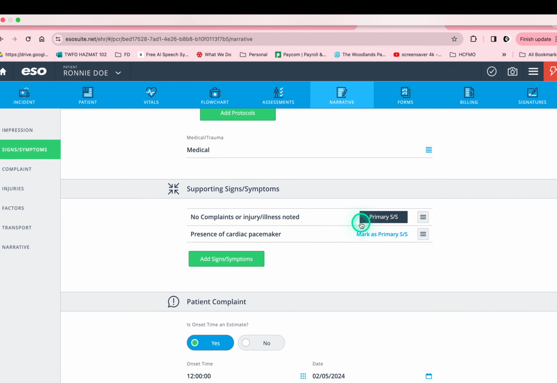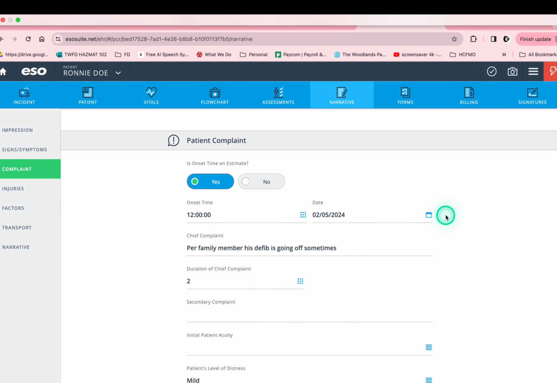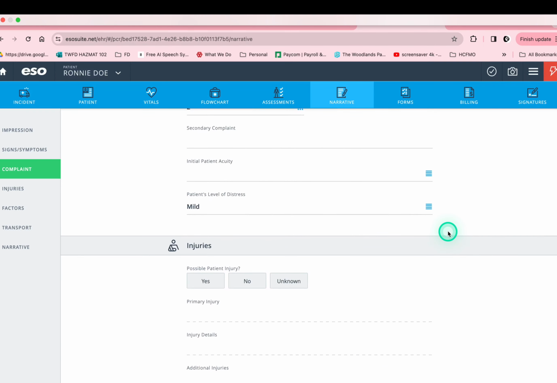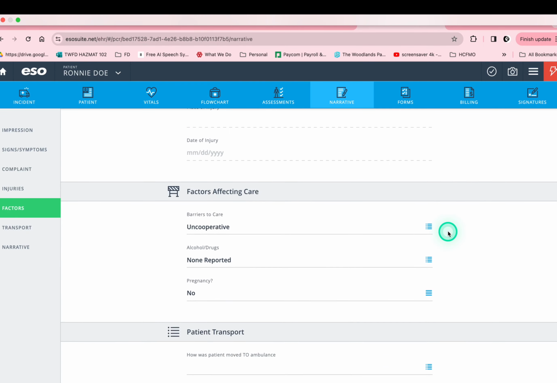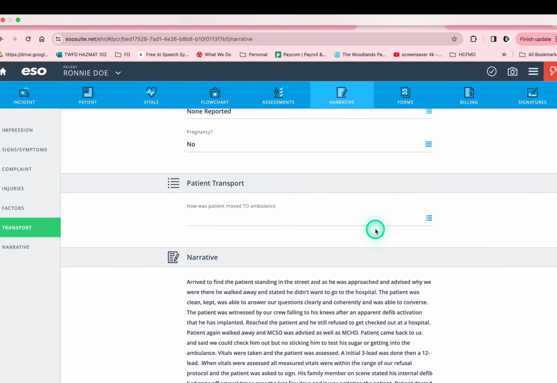Presence of cardiac pacemaker, no complaints with the supporting signs and symptoms, no complaints or injuries noted. That was my primary. He's not saying he's hurting, so whatever, he's not hurting. An estimation of patient complaint time, and you'll see why this is kind of important when we get into it. Okay. Factors affecting care: uncooperative, no alcohol reported, obviously not pregnant, patient was not transported.